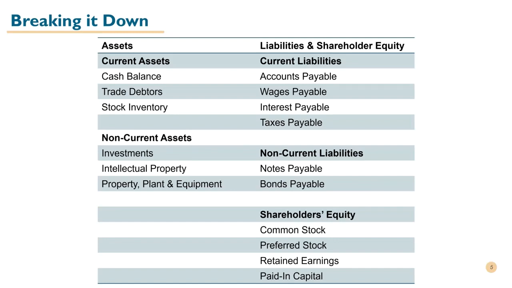cash balances, trade debtors or trade receivables, and stock inventories. Non-current assets are the company's long-term investments, for which the full value will not be realized during the accounting year, such as investments in other companies, intellectual property, plant and equipment.